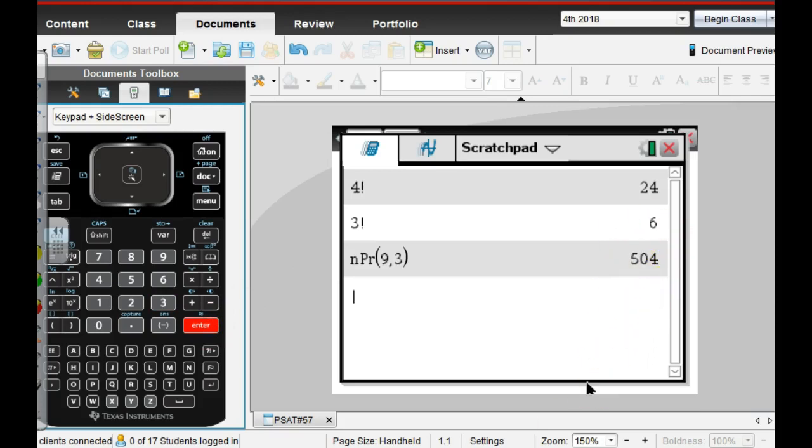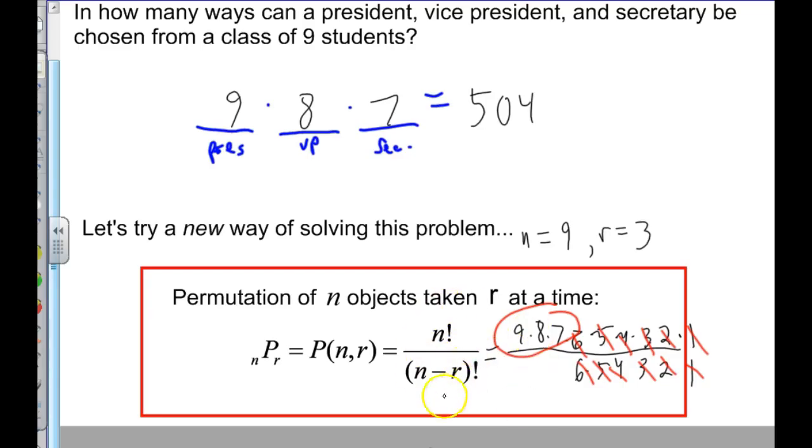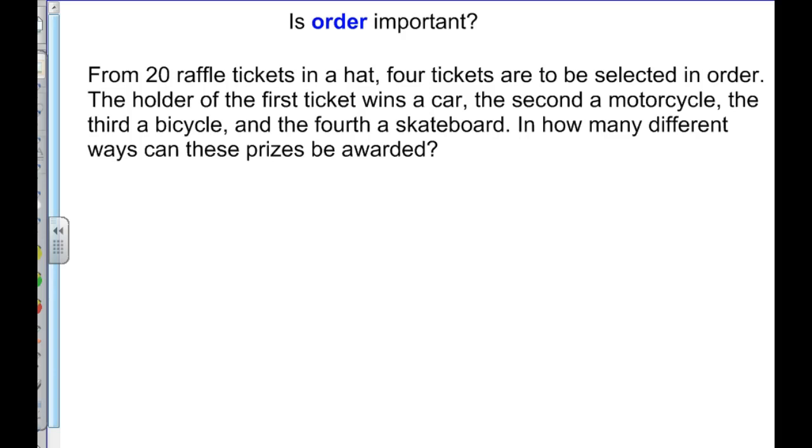Basically what the calculator is doing is this formula every time you type in nPr. It's typing in that formula for you. So it just does a little bit of that work for us. The question behind the question: is order important? That's really what you're asking.